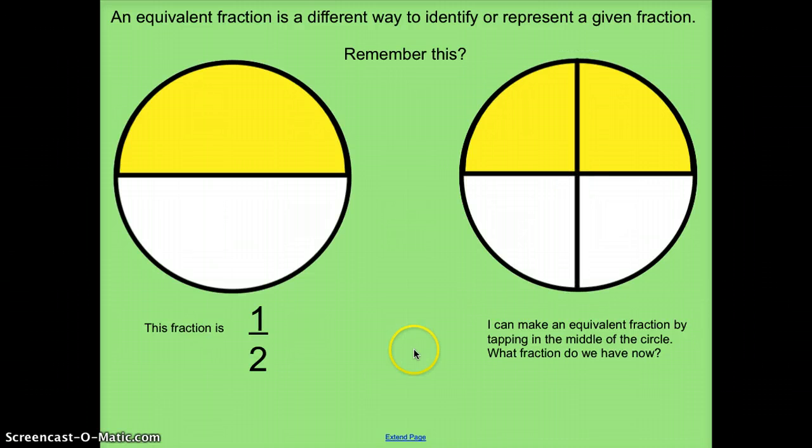This fraction is also 1/2, but I can come up with an equivalent fraction by adding a partition to the center. Now notice I did not shade any more yellow. The amount of yellow stayed the same, so now it's 2 out of 4. So the new fraction is 2/4. But I know that 1/2 and 2/4 are equivalent fractions because the amount that's shaded, or the amount that was yellow, didn't ever change.